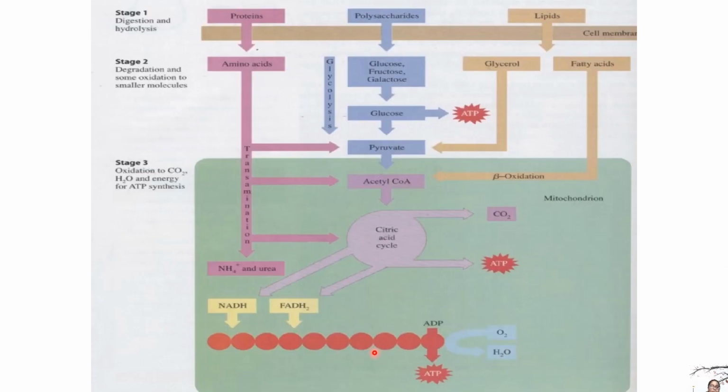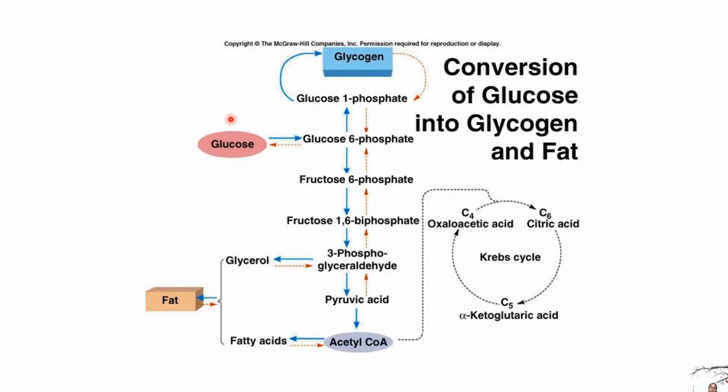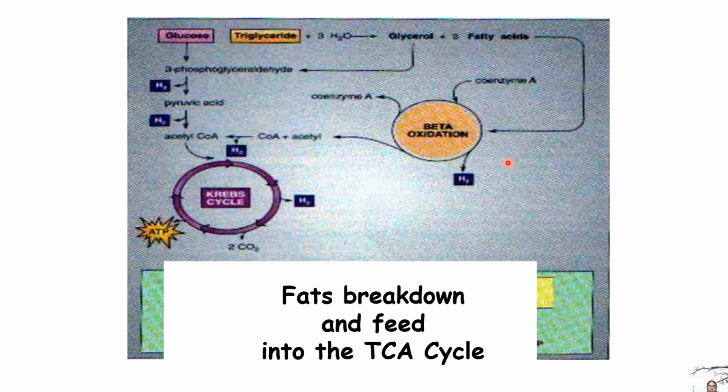So this is, we have already seen this. The first step is the digestion and the hydrolysis. Then degradation and some oxidation to the smaller molecules, correct? And then oxidation to CO2, H2O and energy, which happens inside the mitochondria, the Krebs cycle. We have also talked about this interconversion of glycogen, fat and protein, conversion of glucose into glycogen and fat. This is also something we have touched upon.